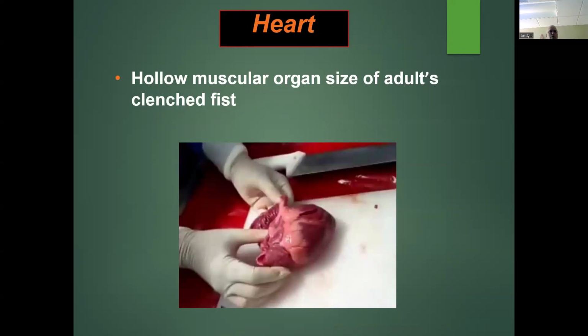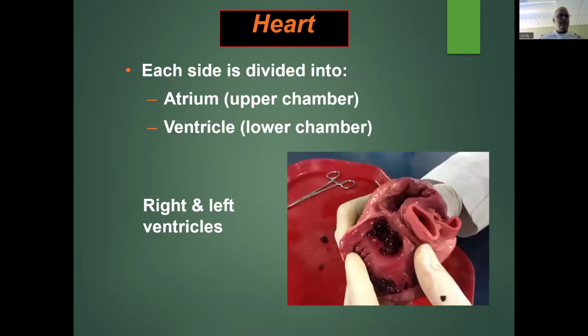So the heart is a muscular organ about the size of your clenched fist. Not my clenched fist, your clenched fist. So your clenched fist is about the size of your heart. All right. You have four chambers: the upper sides are the atria and the lower sides are the ventricles. But then you break those into left and right. So you have your left side and your right side.